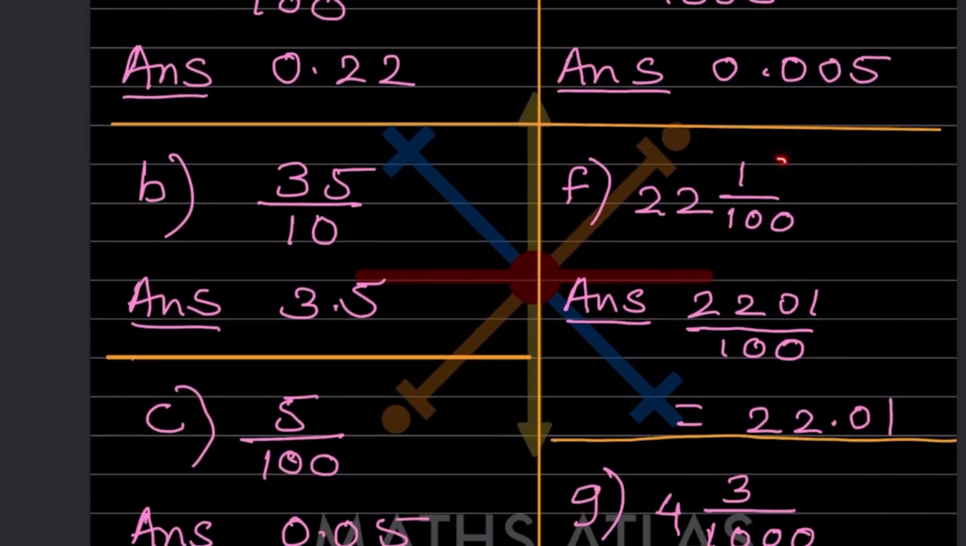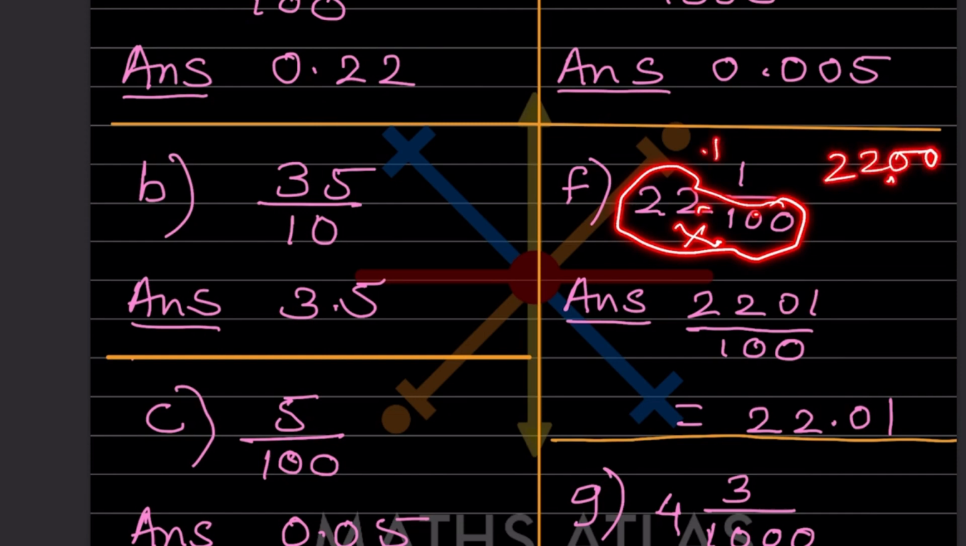Now this is a mixed fraction. First we have to make it an improper one. What are you going to do? For a mixed fraction, you multiply the whole number by the denominator. So this 22 times 100 is 2200. You add this 1 to it, that will be 2201, and the 100 stays as it is.